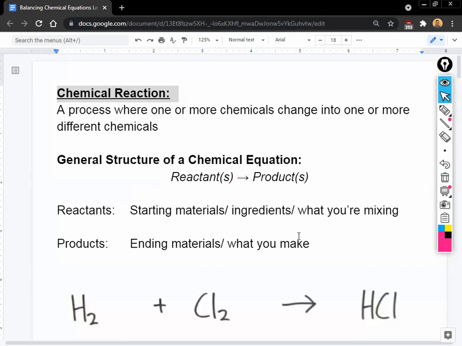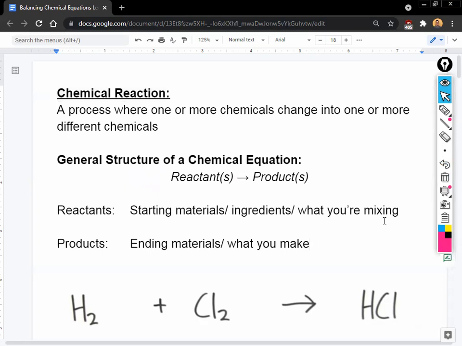You don't need to write down this section on the bottom, but make sure you have this part right here because this is going to be very important for today. So again, a chemical reaction is basically where you turn one or more chemicals into different chemicals. And then we structure the equation like this: reactants on the left, products on the right. All right, so I'm gonna leave that up there.